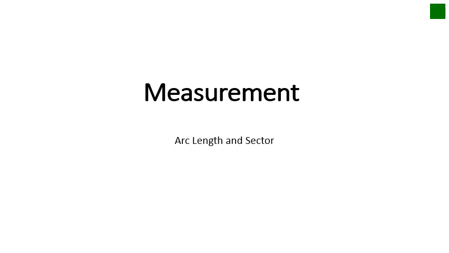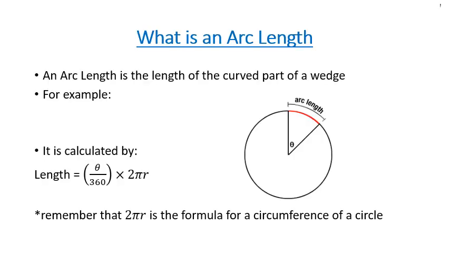Yeah, this video tutorial looks at the mathematical strand of measurement and more specifically looks at arc length and sector area. So what is an arc length? Well, essentially an arc length is the length of a curved part of a wedge. So if you look at our example here, you can see that the arc length is actually this length here, which is the curved part of our wedge, of our circle. Alright, so we're essentially just looking at this part here.